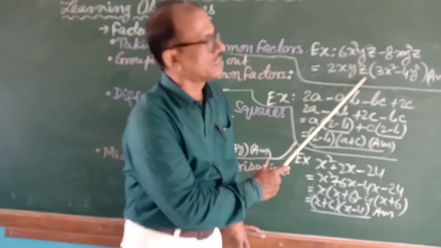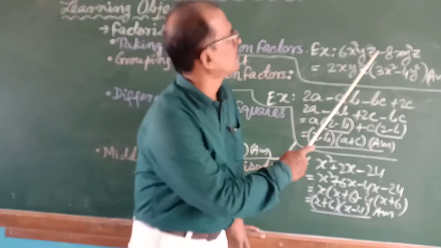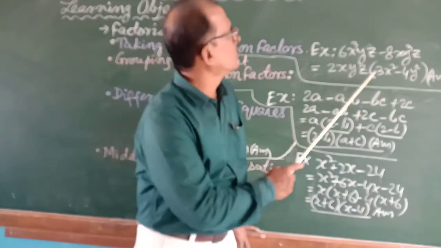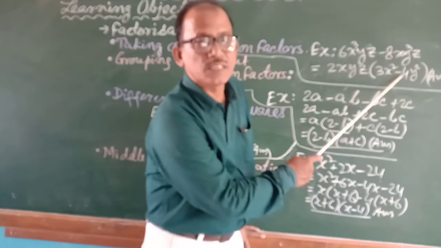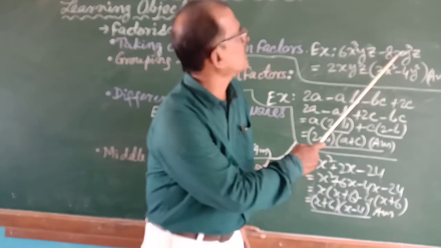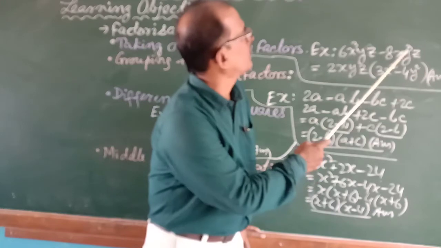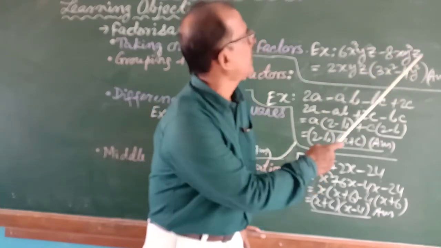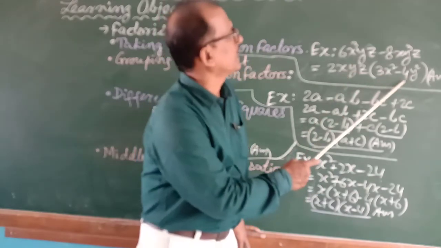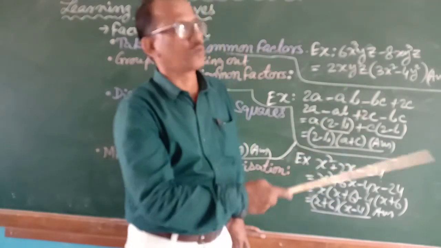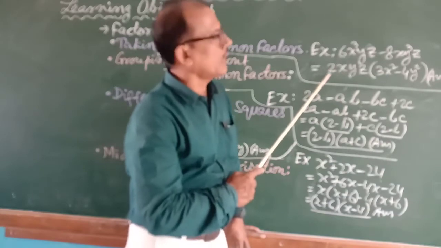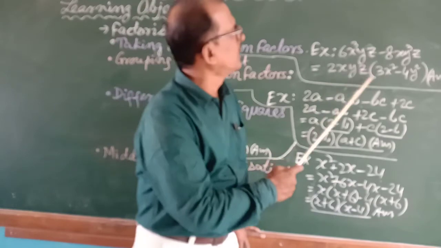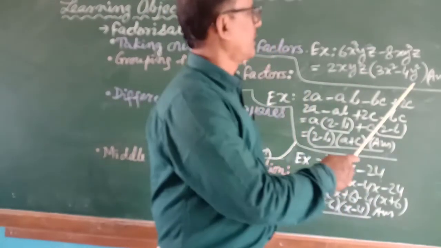x cube yz, okay, plus minus minus. Signs should not be changed. So 2 you have taken, means 4 is the numerical factor that remains. Now x you have already taken, so x will not be there. Out of y cube, y you have taken, so y square will be remaining, and z already you have taken, so in the second term it is 4y square. So you can write down this binomial expression as a product of 2xyz into 3x square minus 4y square.